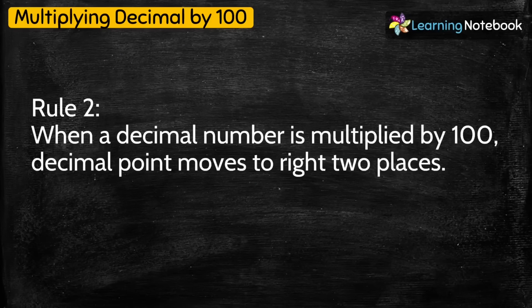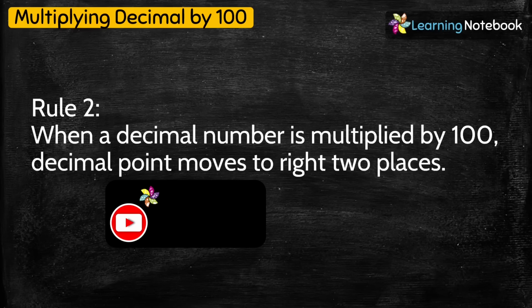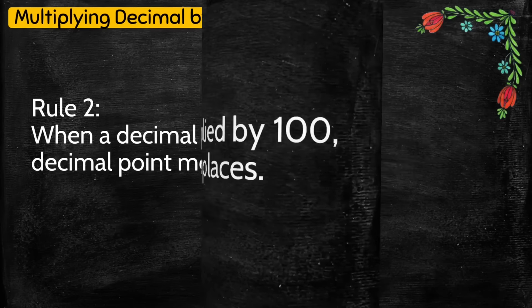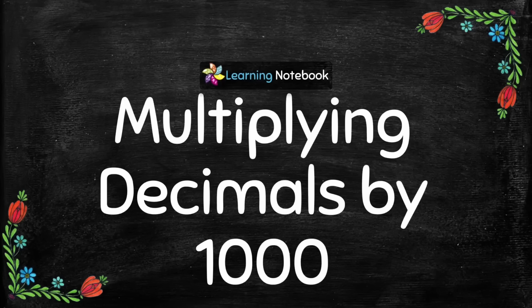So this is rule number 2. When a decimal number is multiplied by 100, the decimal point moves to right by 2 places. Now we will learn how to multiply decimals by 1000.